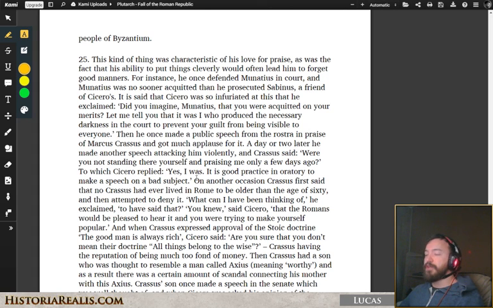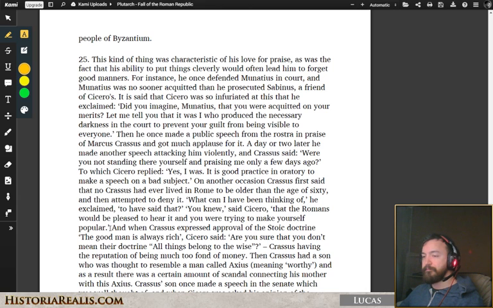On another occasion, Crassus first said that no Crassus had ever lived in Rome to be older than the age of 60, and then attempted to deny it. "What can I have been thinking of," he exclaimed, "to have said that?" "You knew," said Cicero, "that the Romans would be pleased to hear it, and you were trying to make yourself popular."